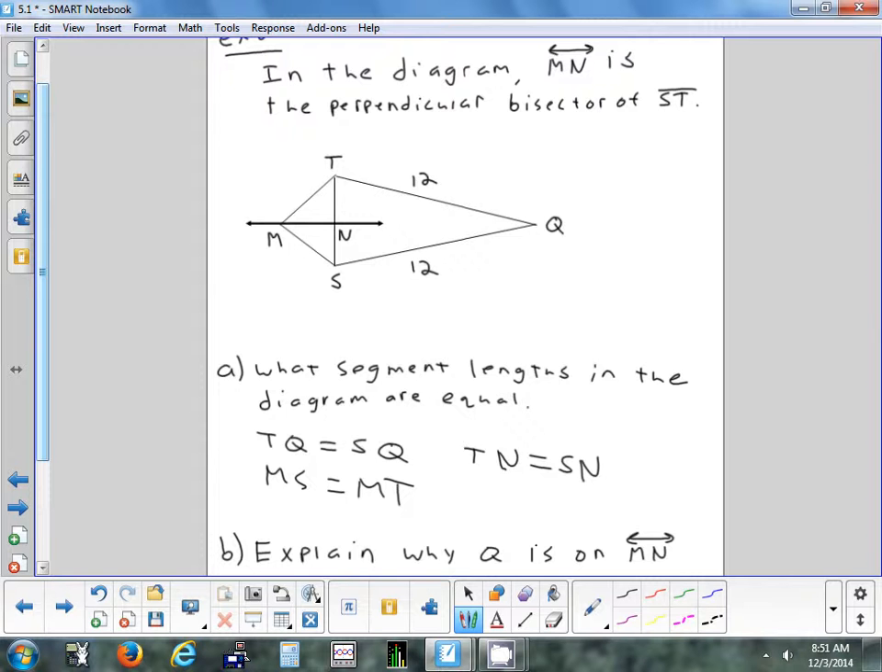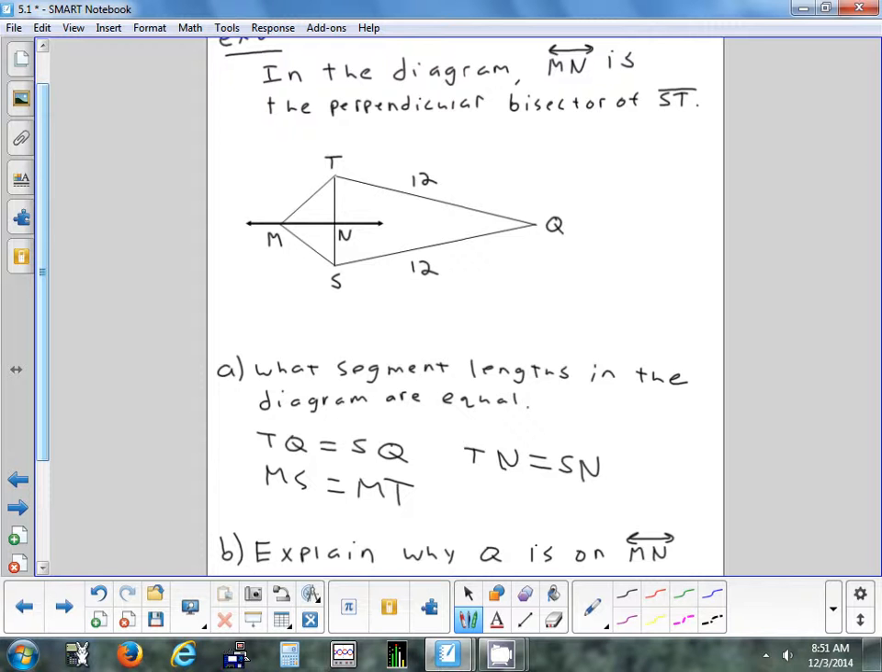It has to. Yeah? MN is a line, and it goes on forever. And since MN is the perpendicular bisector, it goes through Q. But why does Q have to be on that bisector? In this diagram, it has to be because it's in the same plane, I think, same line of M.